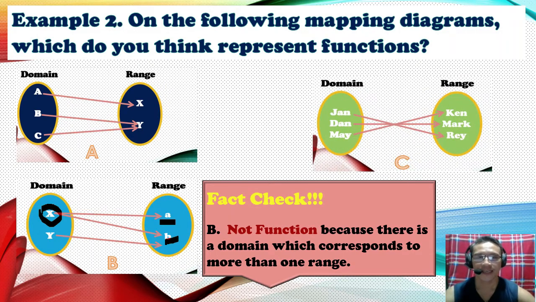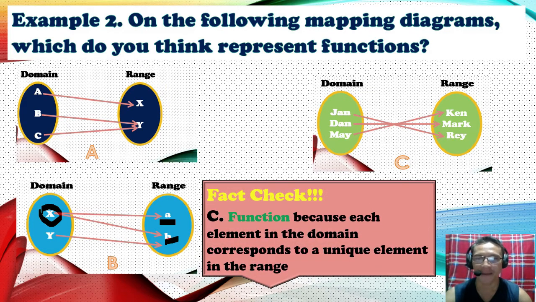Okay. Next, letter C with domain John, Dan, and May, and range Ken, Mark, and Ray. So John is mapped with Ray, Dan is mapped with Mark, and May is mapped with Ken. So as you can see, each element in the domain corresponds to an element in the range. So in this case, the mapping C is a function because each element in the domain corresponds to a unique element in the range.